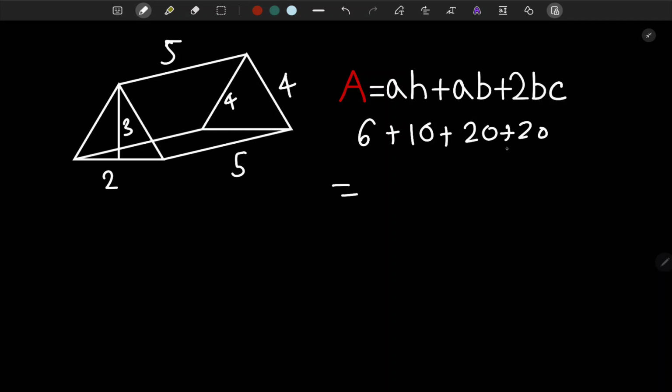So the final answer that you should get over here is 6 plus 10 is 16, plus 40 is 56. Now remember, the units for surface area are the same as for area. So let's say we have centimeters in this question. This is going to be centimeters squared. If it was meters, then this would be meters squared. Or let's say it was feet, then it would be feet squared, or inches would be inches squared. So remember, the unit for surface area is always whatever unit squared, and that's it.